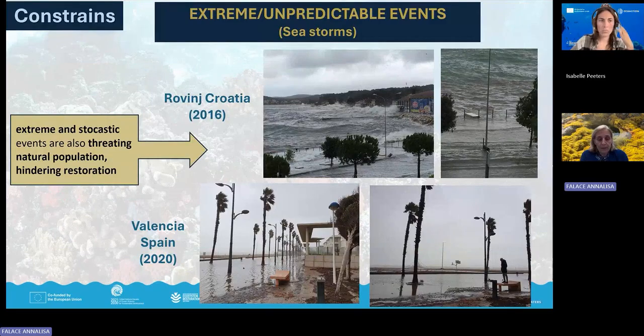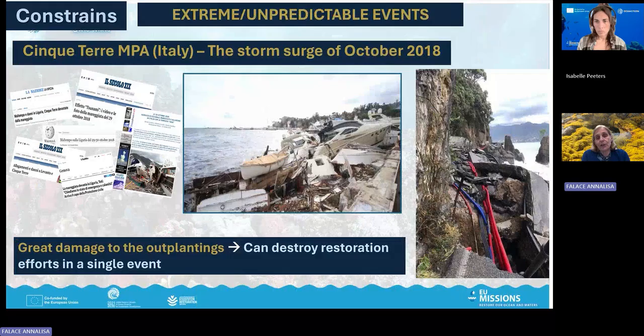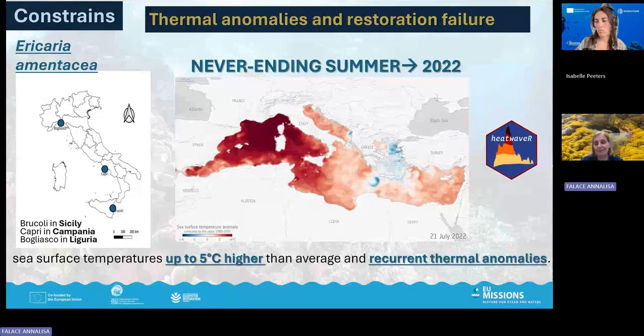Another big obstacle to successful restoration is the extreme and stochastic events that threaten natural populations but also hinder restoration. This is a storm surge that happened in 2018 in Cinque Terre in Italy, in Liguria, that completely destroyed the coast, but also our restoration effort. In a single day, we lose all the work of years. So this is another very big problem.